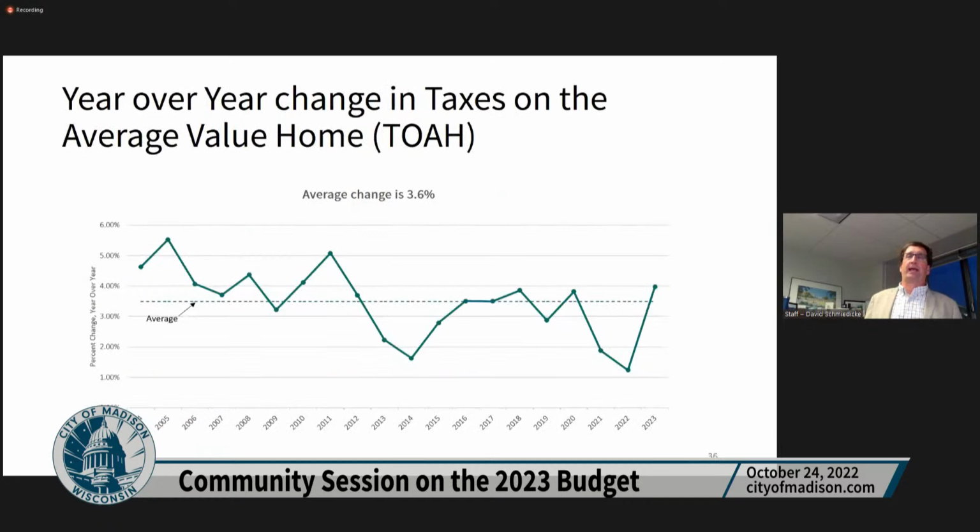So when we look at the tax on the average value home, basically taking that tax rate we talked about earlier, multiplying that by the average home value, that then generates a tax on that average value home. And you can see that, again, over the past 20 years, the average change has been about 3.6%. And what's proposed in the executive operating budget would be slightly below 4%. So a little bit above the average over the past 20 years. And you can see how that compares to prior years.